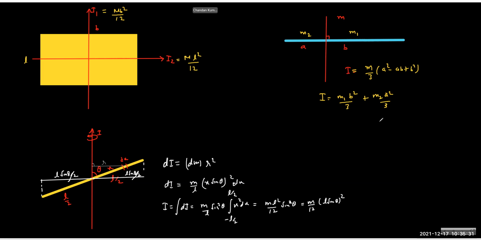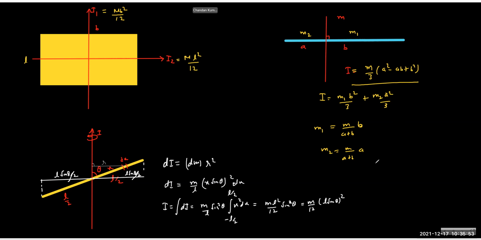Now the mass ratio will be the same as the length ratio, and therefore we can replace M1 and M2 in terms of M. So we can write M1 as M upon the total length into its length, which is B. And M2 will be M upon total length into A. And once you substitute these values, we'll get the answer like this.